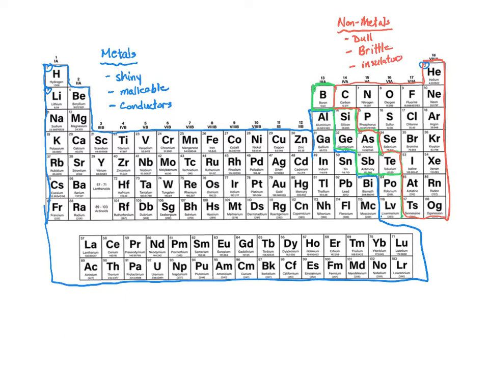Which leaves us with that little stair-step region there. These are what we call the metalloids. The metalloids are elements that fall in between the properties of the metals and the nonmetals. One of the most notable behaviors is their ability to partially conduct electricity, depending upon how they're treated and how they're manufactured. Things that contain these elements can either conduct electricity or not, which is why they're used so prominently in microchip technology.